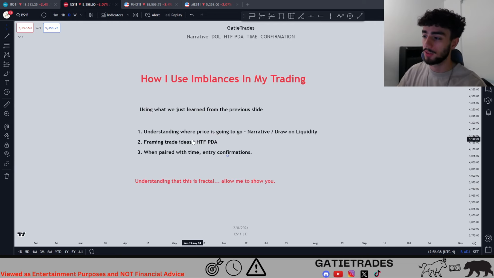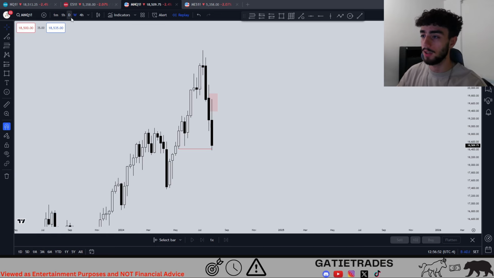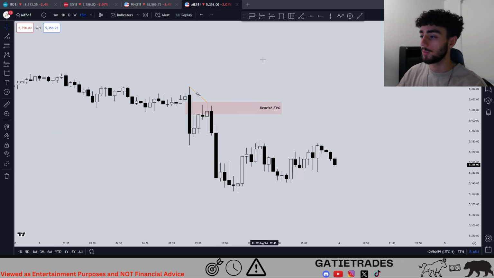So now that we talked about understanding where price is going to go using the higher time frame, we can also use this to frame trade ideas. So understanding this to understand narrative is one thing, but how can you actually enter a trade after you see the weekly inversion that we talked about here, forming the daily fair value gap? How can you actually go about entering a trade when you see something like that? That's what I'm going to show you guys.